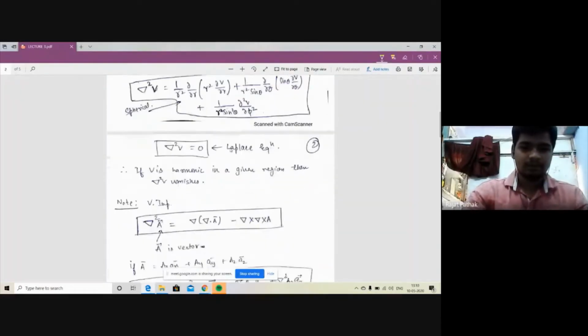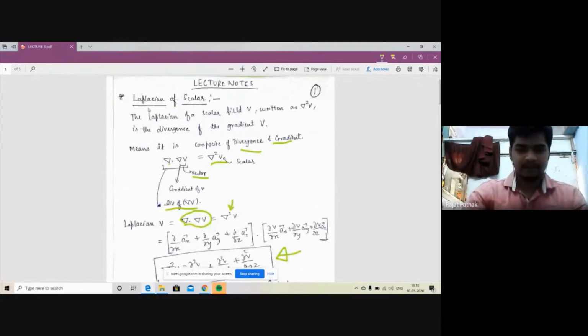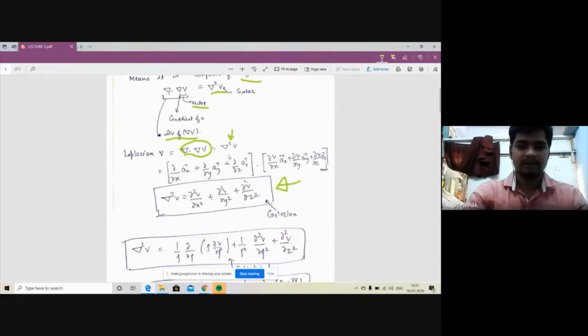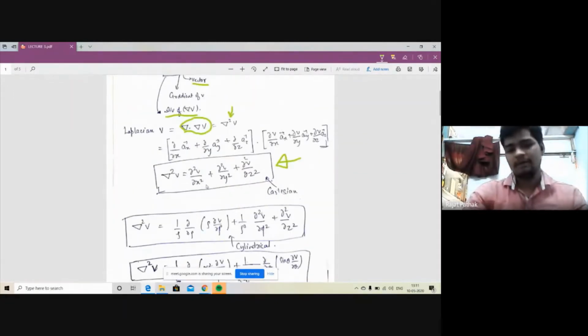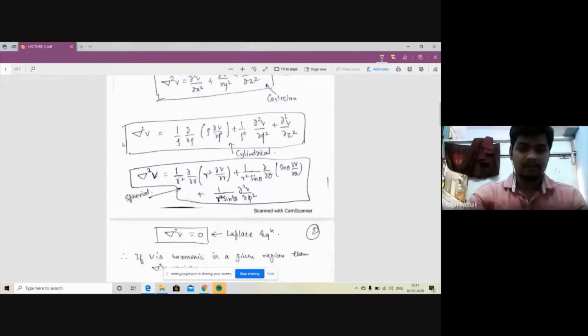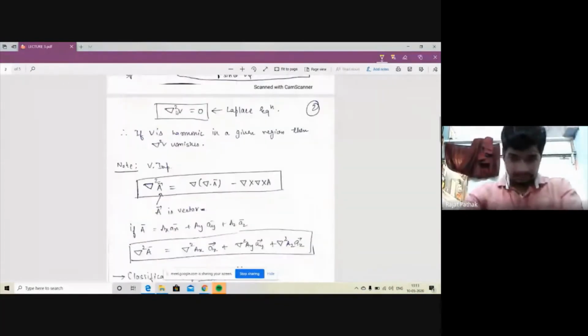Okay, so we understood the definition of the Laplacian and then how to analyze it mathematically. It is nothing but the divergence of the gradient of any scalar, and the symbol is del square V. In the Cartesian coordinate system this is very simple: dou 2 V by dou x2, just a partial double differentiation of the scalar V in the x, y, and z axes respectively. In the cylindrical coordinate system this is the formula, and in the spherical coordinate system this is the formula.